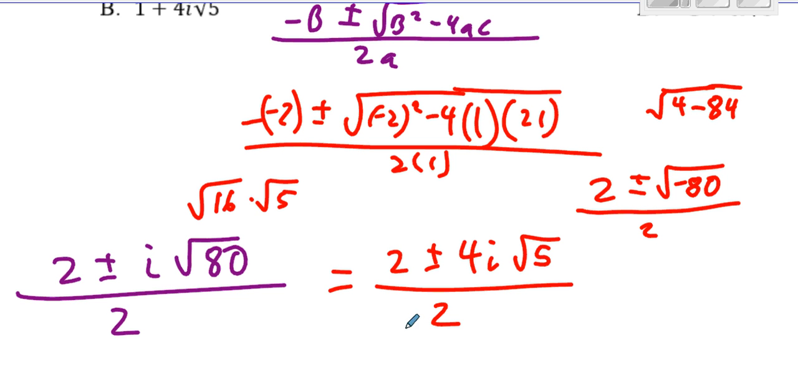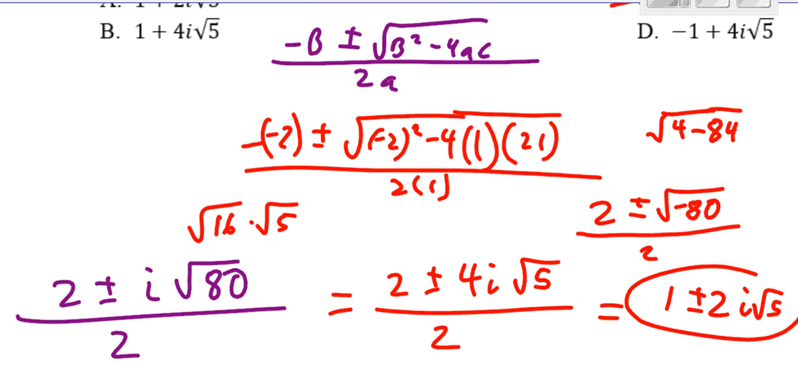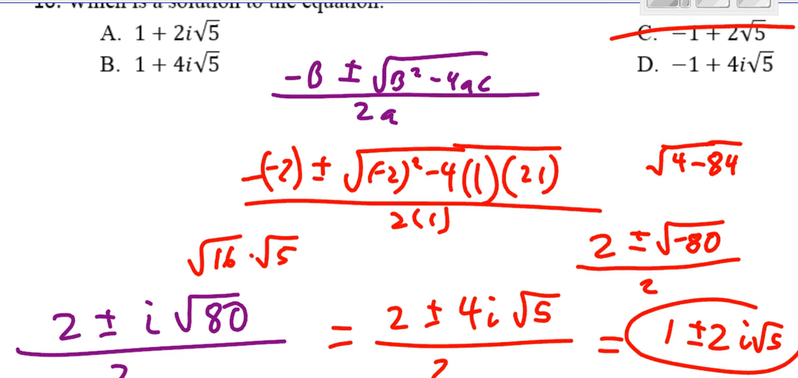And then you can divide everything by 2. 2 divided by 2 is 1. 4 divided by 2 is 2. You never touch the number inside the square root. It's protected. It's got the little shield around it. So there's your answer: 1 plus or minus 2i square root of 5.